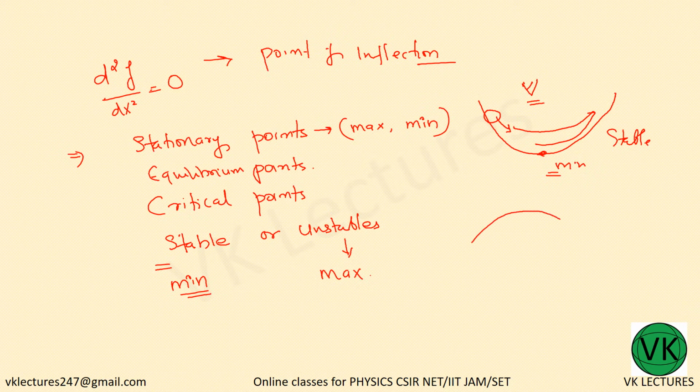Now if you have something like this, if it moves in either this direction or this direction, with a slight push we give, it will roll down and it will not come back, right? That is called unstable equilibrium points. Fine.